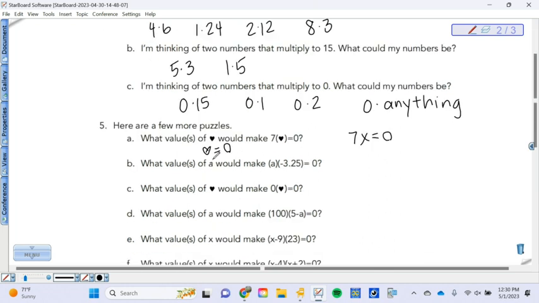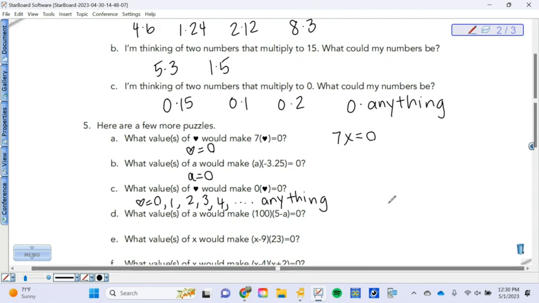What values of a would make this equation equal 0? 0, right? A has to be 0. What values of heart would make this one 0? 0 would work, but what else would work? 1, 2, 3, 4, anything would work in here, right? Because 0 times anything always equals 0.